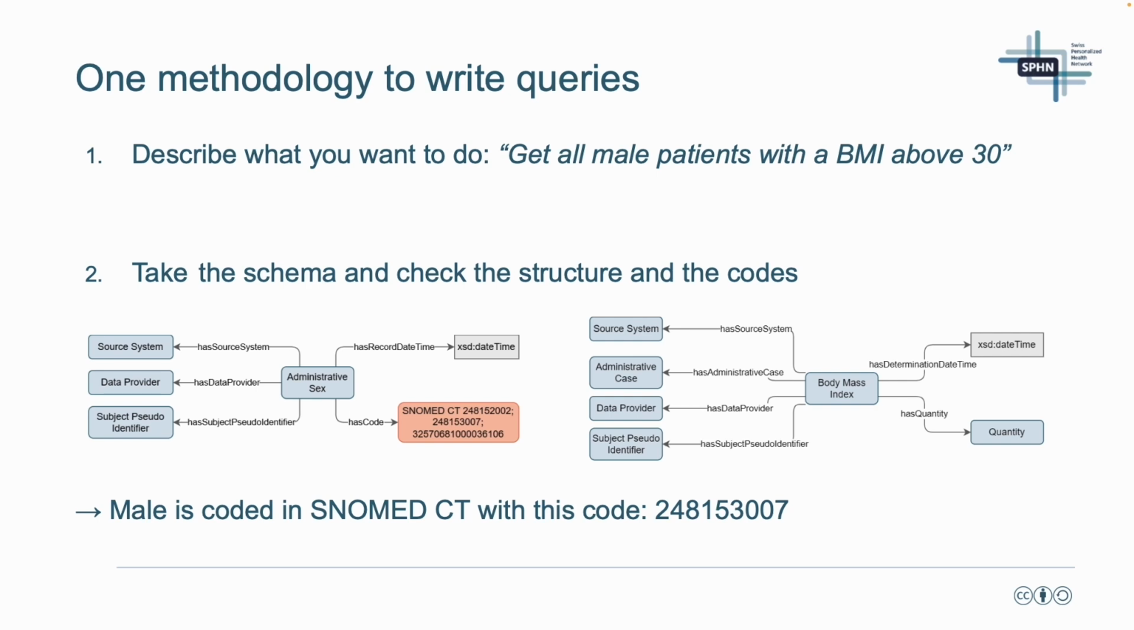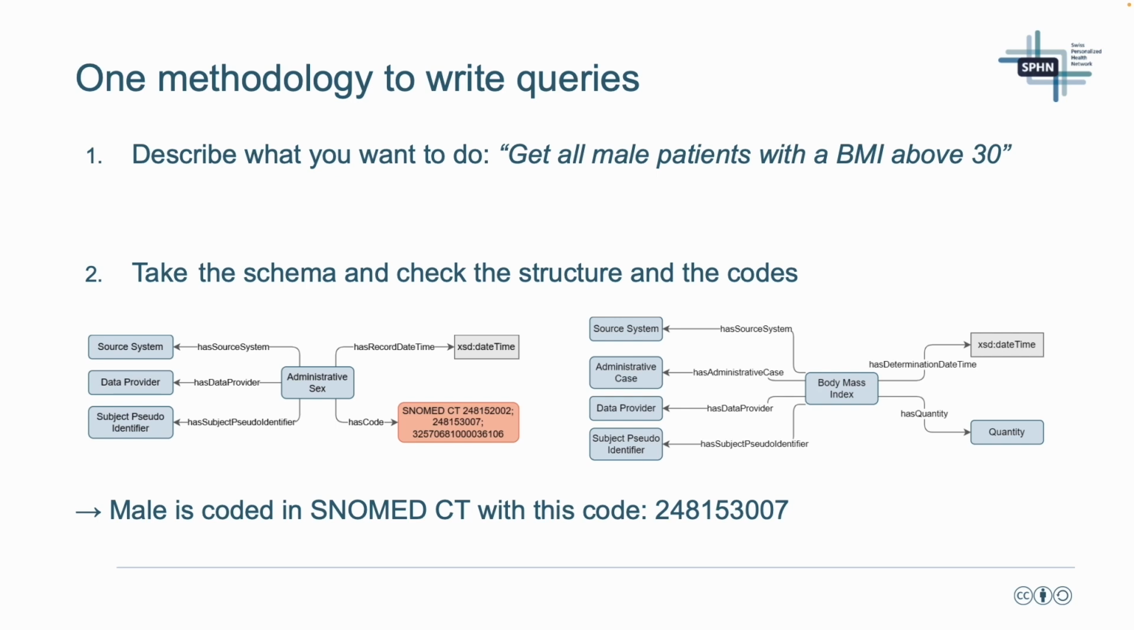Then look at the schema and check how the different concepts or classes are structured in order to know how to query for the specific data instances you need. Make sure to also have a look at the codes being used. Here, for instance, the administrative sex points to a code, which is a SNOMED-CT code that would either represent male, female, or other as possible options. And the body mass index, for example, here is linked to a quantity, which most likely would contain the value of interest for the BMI.